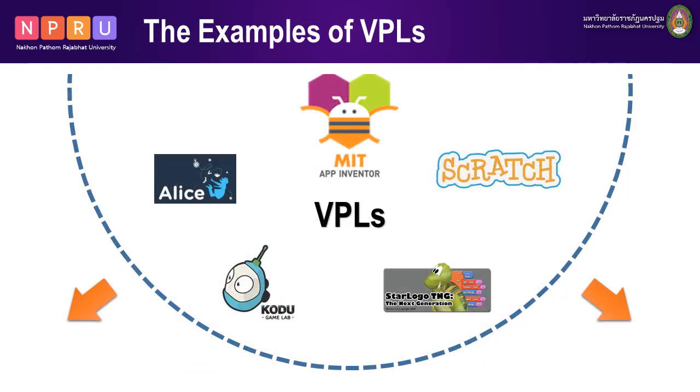There are many visual programming languages in the market. These are some of them. For example, MIT Scratch, Alice, Microsoft Kodu, StarLogo TNG, MIT App Inventor, and so on. Next, we'll take a look at the example of visual programming languages.